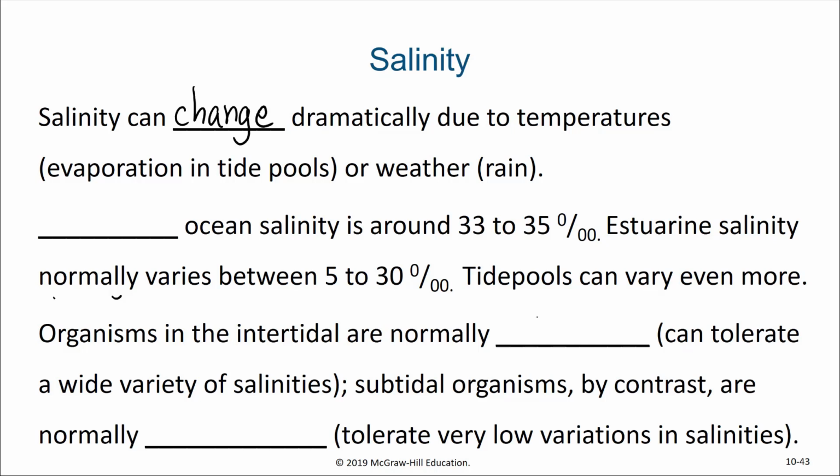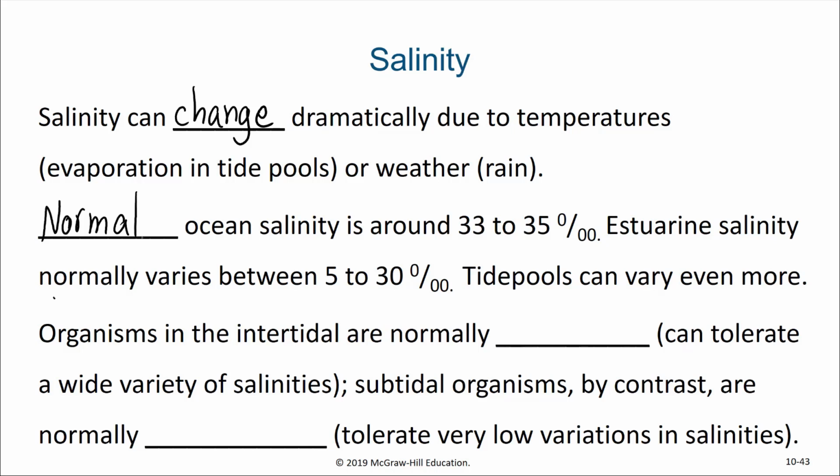This variation in salinity can be due to evaporation within the tide pools, or even freshwater precipitation in the form of rain. In fact, a heavy rainstorm can sometimes be very damaging to organisms in the intertidal if it occurs during low tide. Normal ocean salinity is around 33 to 35 parts per thousand. Estuarine salinity can vary between 5 to 30 parts per thousand. We can see that tide pools will vary even more.